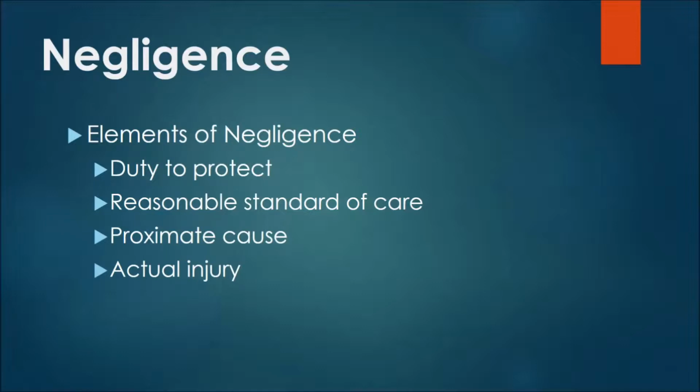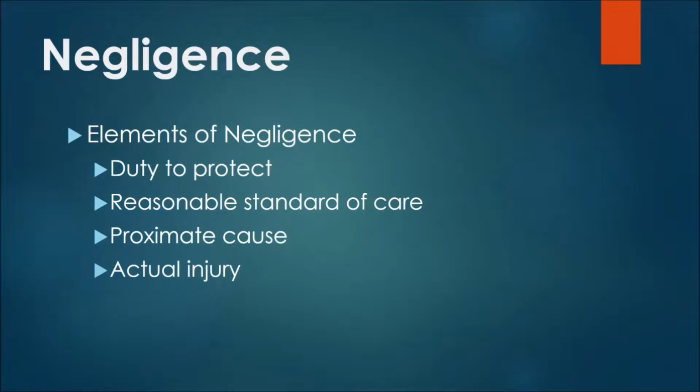The first element that must be proven in negligence cases is the duty to protect. Teachers have a duty to anticipate foreseeable dangers and take necessary precautions to protect students in their care. Some duties of educational personnel may include adequate supervision at playgrounds or activities outside of school, maintenance of equipment and facilities, and heightened supervision of higher risk activities. This element is easily proven in most cases.